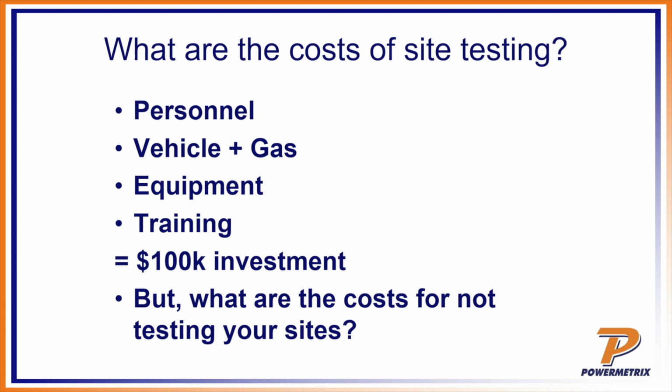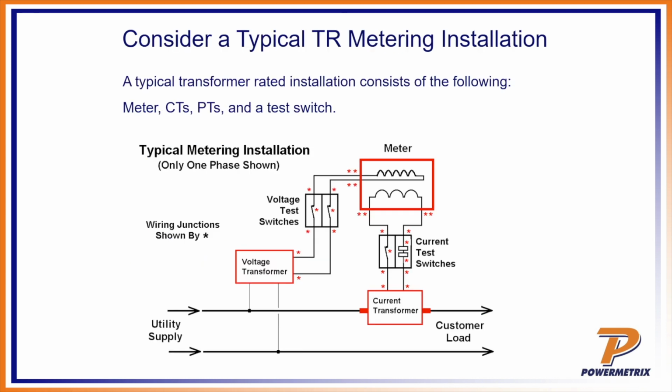But consider the other side of it. What are the costs for not testing your sites? Let's consider a typical transformer-rated metering installation. A typical transformer-rated installation consists of all of these things here. You have the meter itself right here in the red block. And we test at these points here for your voltage switch and your current switches. That's where we test. But that's not the only thing involved with a meter installation.